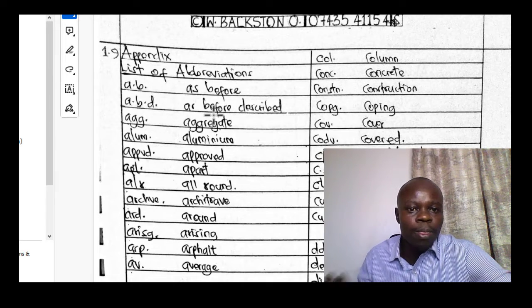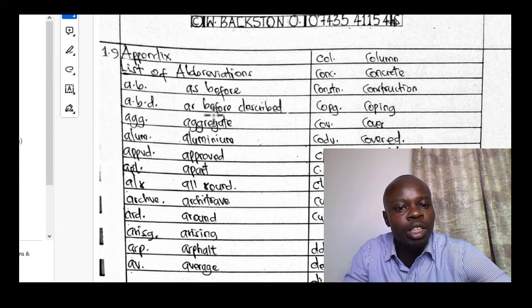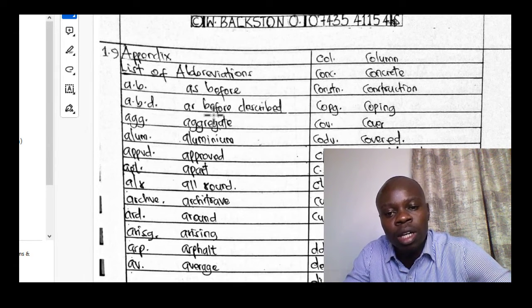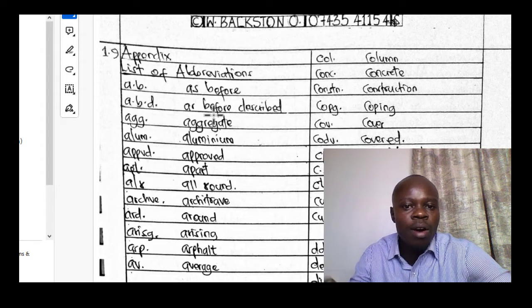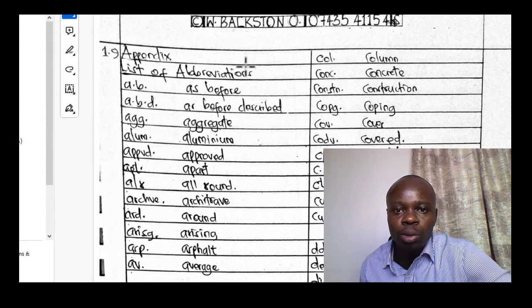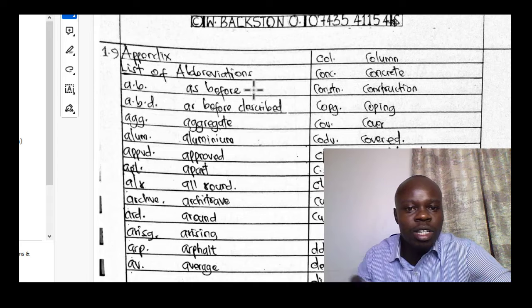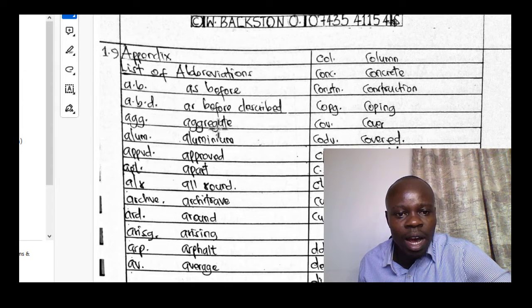So here we are. There are those abbreviations that you will be coming across as we'll be doing our taking off session as time goes by. So for instance, you have A.B, that is described as before, as before described, then aggregate.